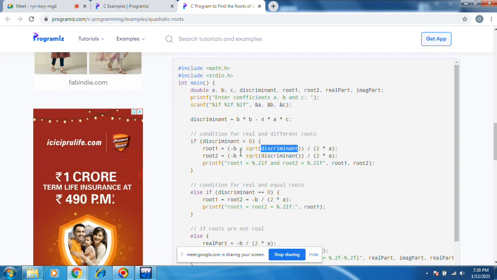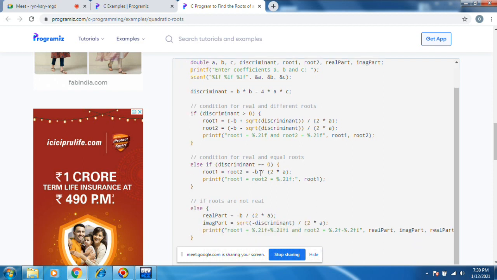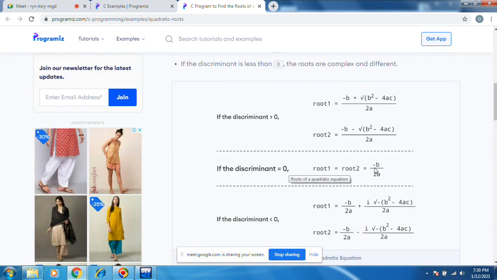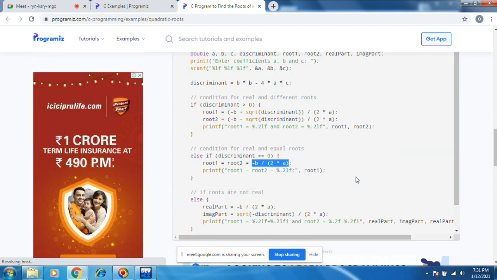Same thing, root 2 is minus b minus square root. The only difference is plus to minus. Then we will print both. %lf means long float; for double you need to put lf. And then root 1, root 2. Same thing if the discriminant is 0: minus b by 2a. In this equation, if the discriminant is 0, the root 1 and root 2 values are minus b by 2a only. That is the result.